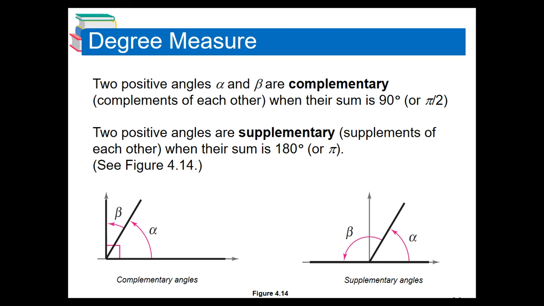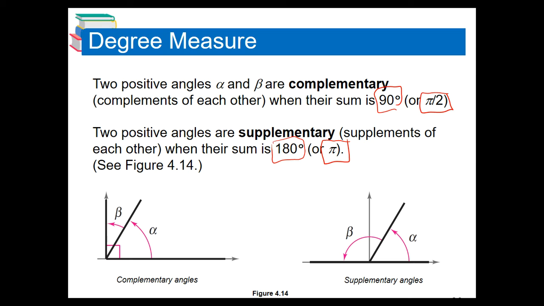All right, you've talked about complementary and supplementary angles before in geometry or whatever class you had. Complementary angles add together to 90 degrees. Supplementary angles are two angles that add together to 180 degrees. The only difference here is we're talking about radians also. So complementary angles add to pi over 2, which is equivalent to 90 degrees, and supplementary angles add to pi. I've always remembered it because of alphabetical order and numerical order.